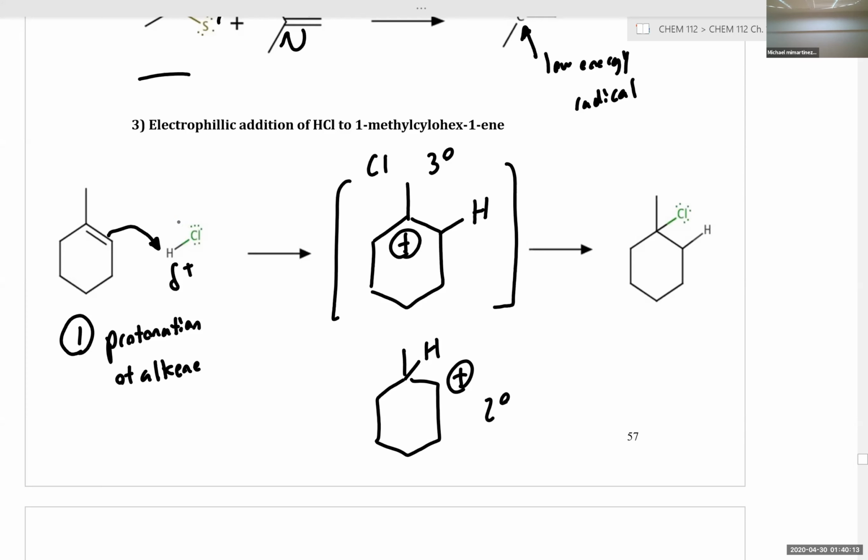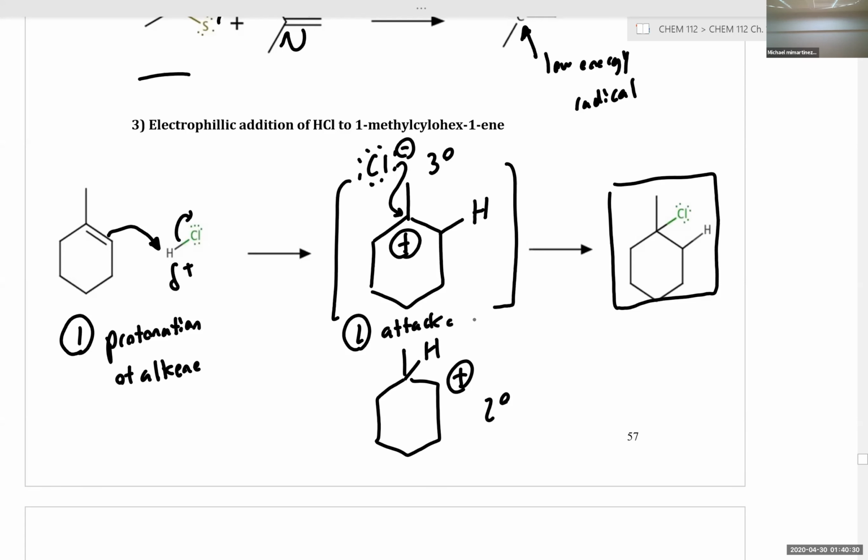Next, we have our chloride anion, and it can just attack the carbocation to generate our desired product. So the steps are protonation followed by attack. And we'll be doing a lot of review. Yes, Mitchell, that's exactly right. The pi bond electrons, we form our carbon hydrogen bond at the secondary carbon to generate the lowest energy carbocation. That's exactly right.